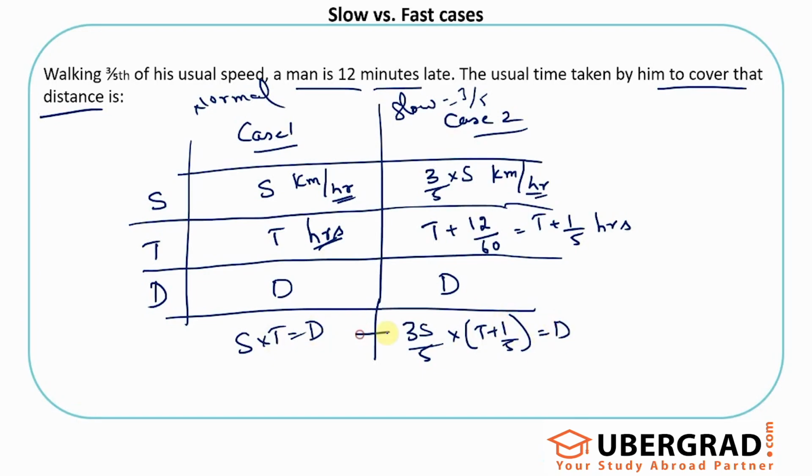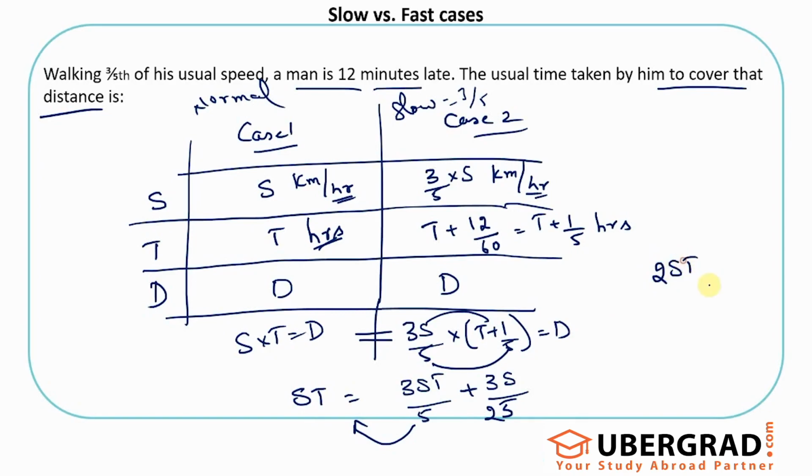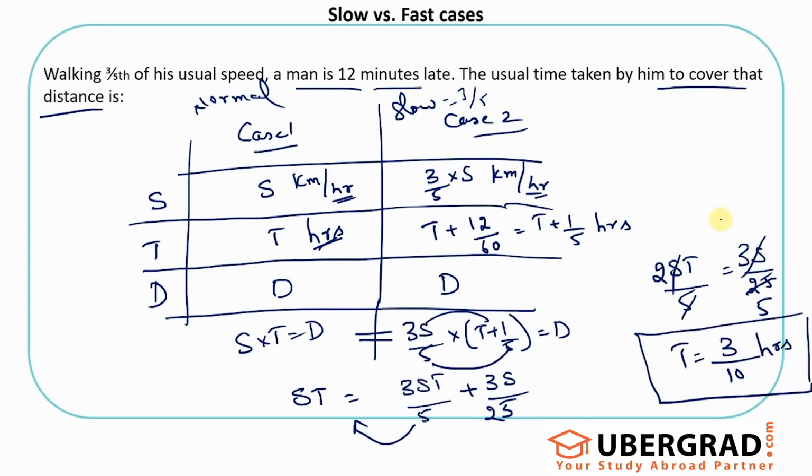Because they are the same, let's equate them. So s into t, st, is equal to 3st by 5 plus 3s by 25. I'm just multiplying this once and then this. So send it that side. st minus 3st by 5 is 2st by 5, which equals 3s by 25. s gets cancelled out. 5 ones are 5, 5 fives are 25. t is equal to 3 by 10 hours. So that's the usual time he is taking, 3 by 10 hours.